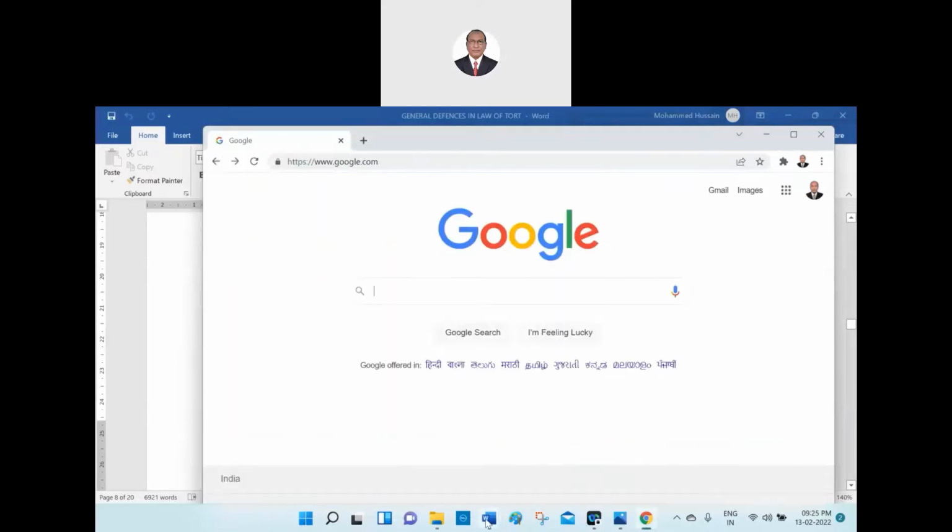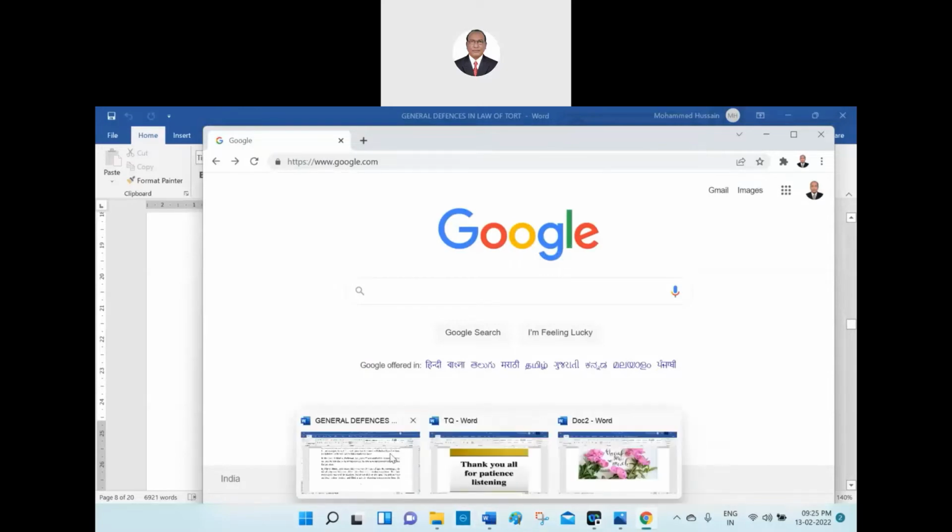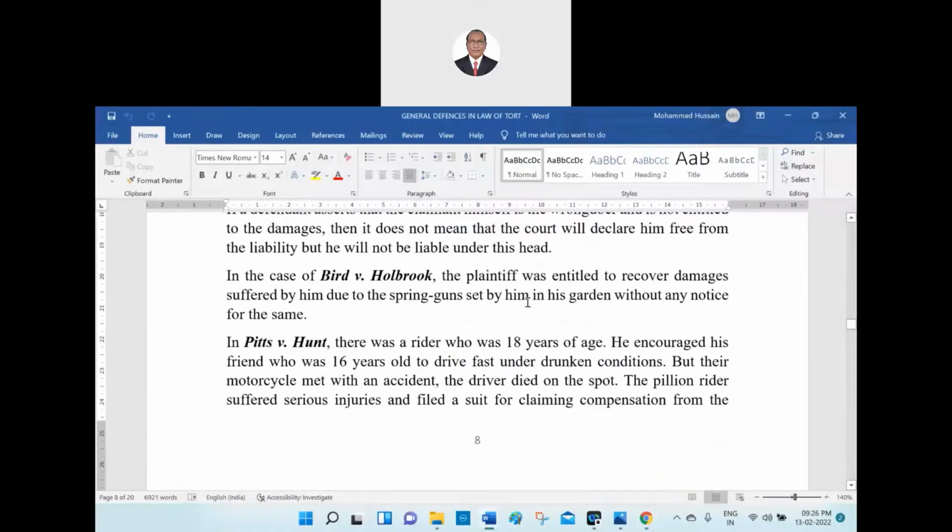Okay. So now let us go to our studies. So a danger signal should be there. And even spring guns are also dangerous things. Or a mine. Do you know what a mine is? If you know it, you tell me. If you don't know it, you say pass on. Pass on, sir.